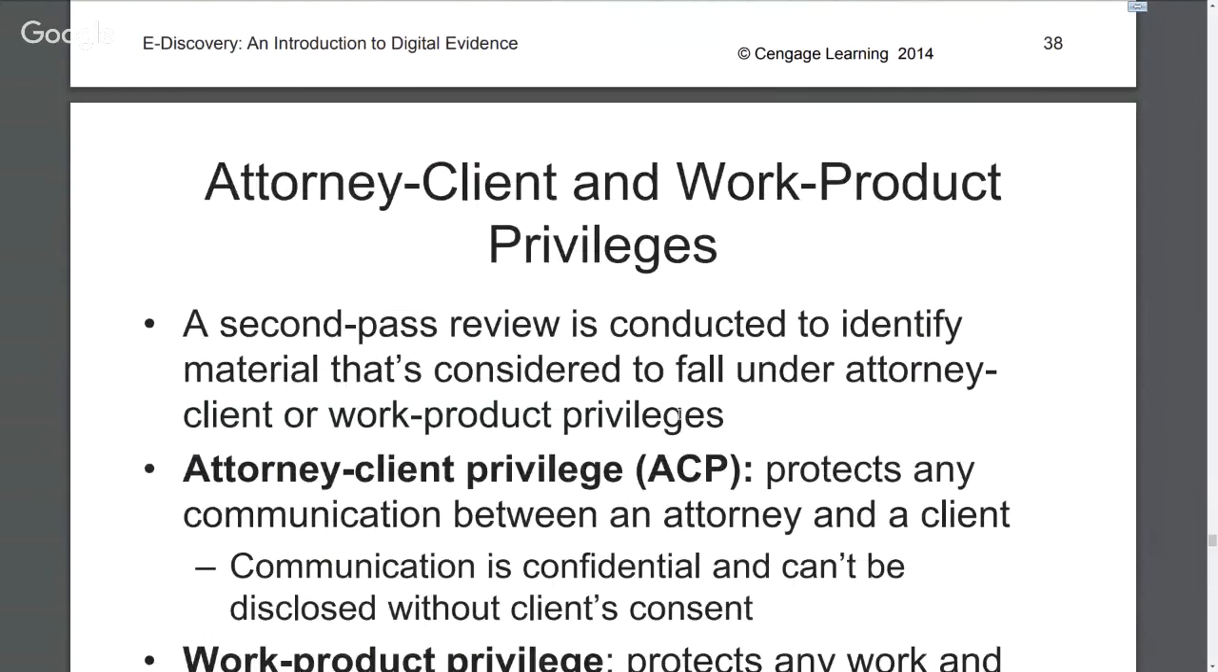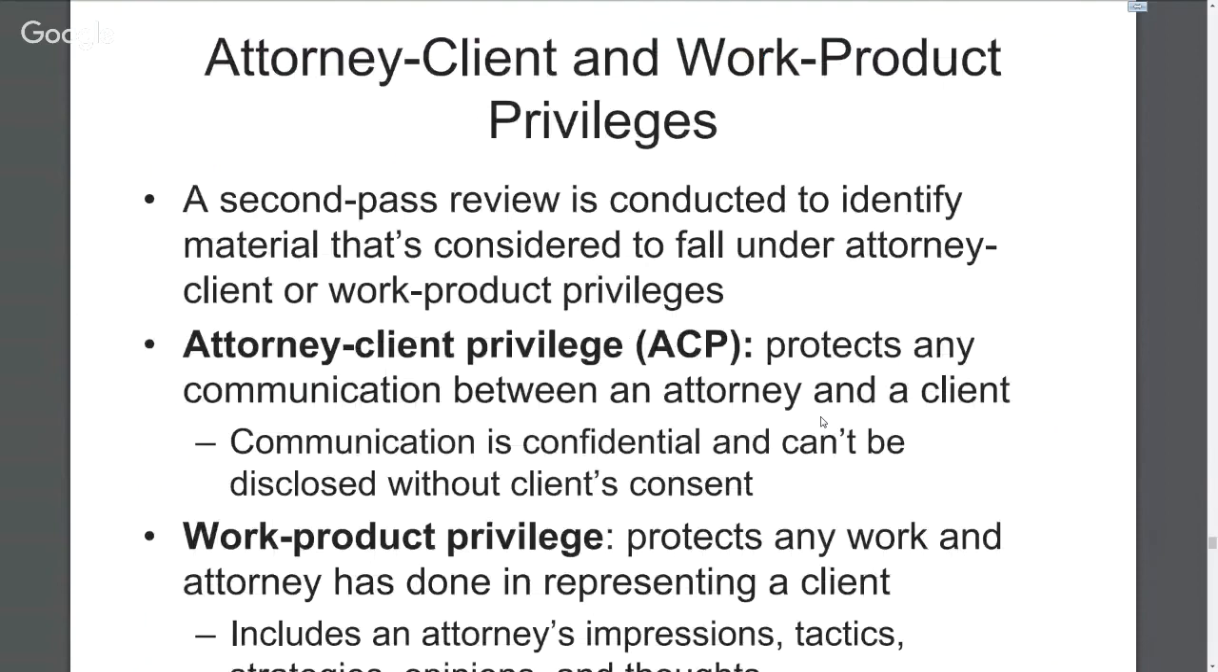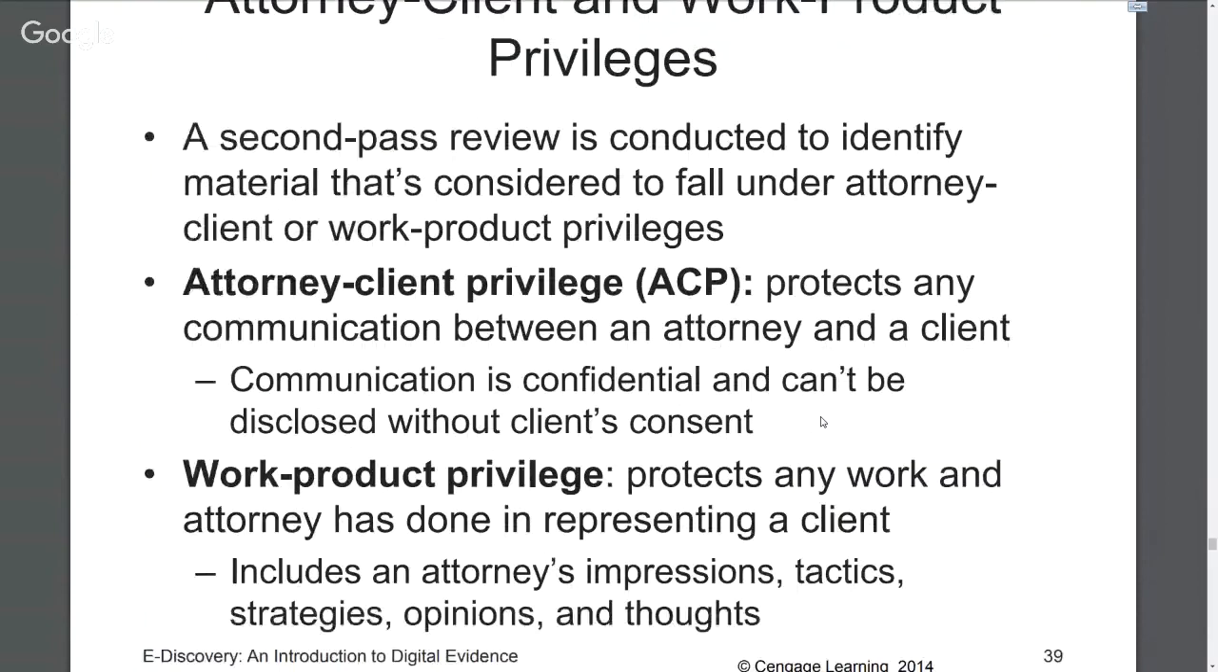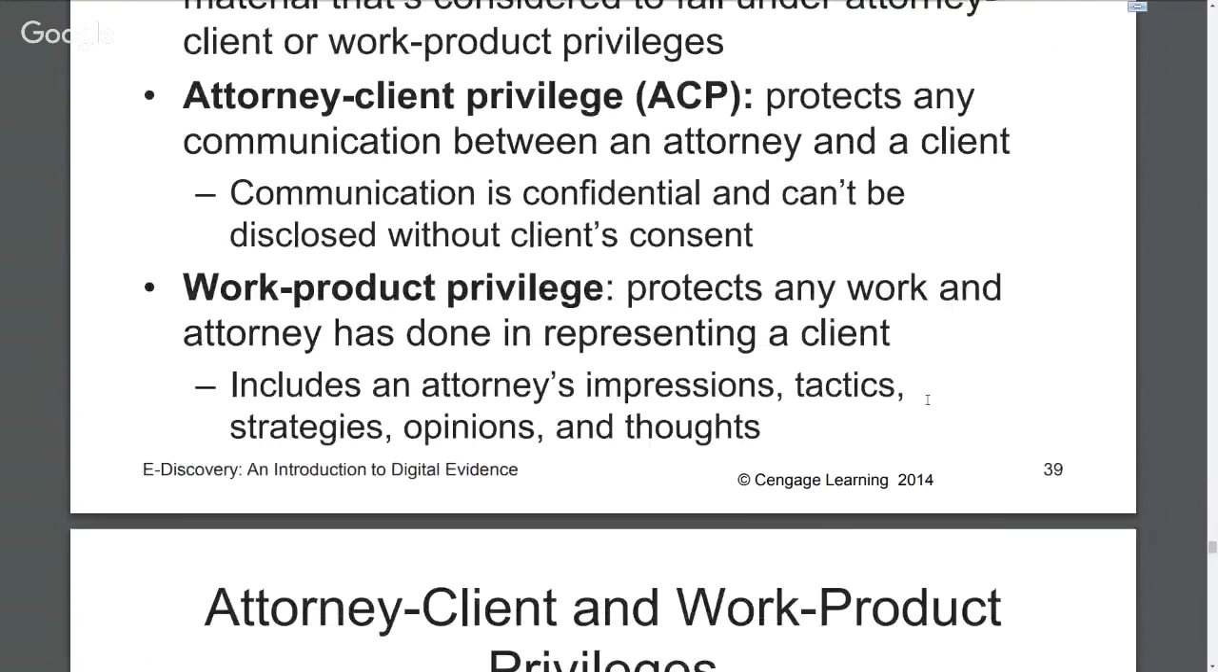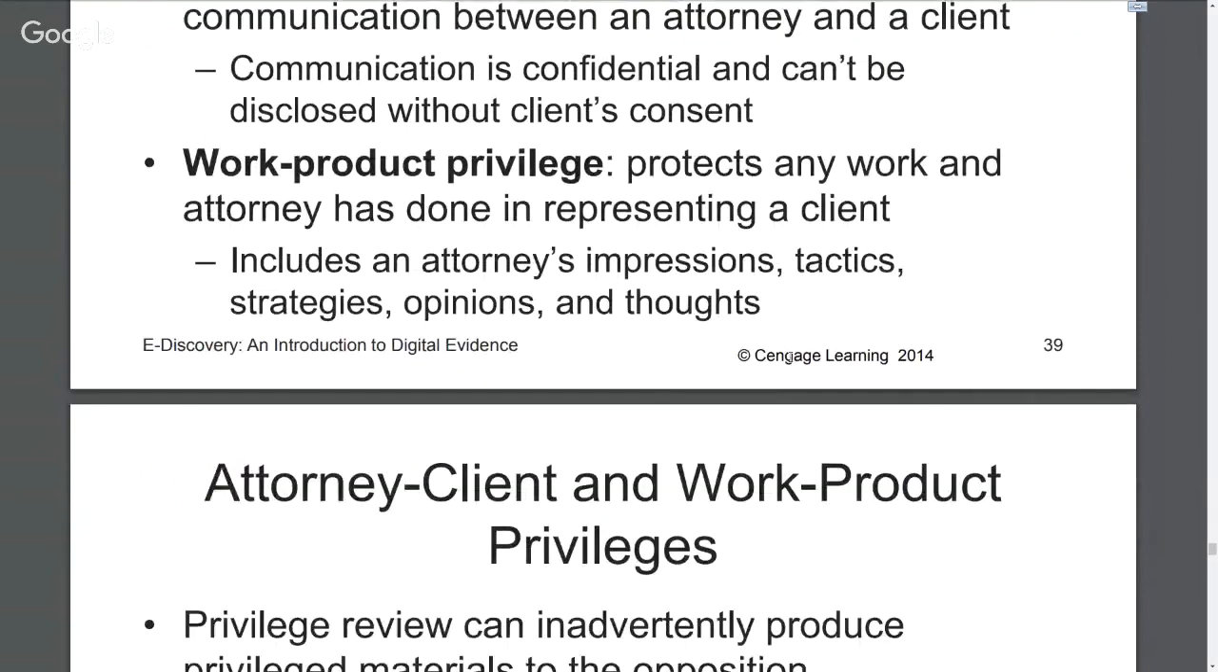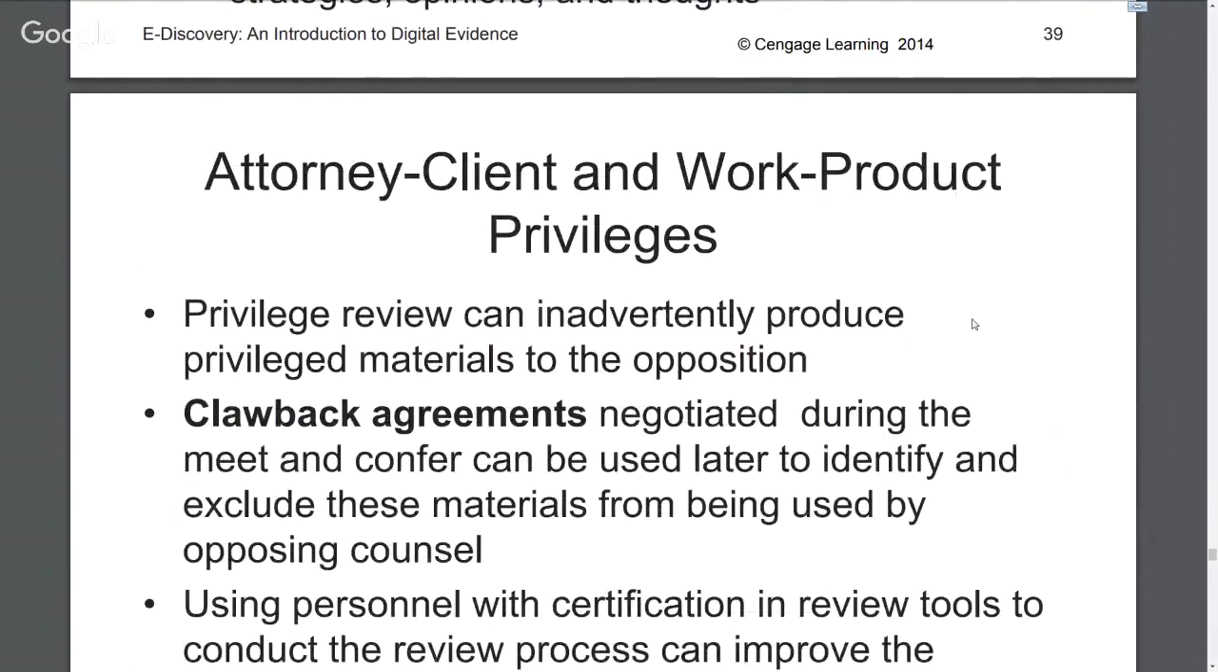Attorney-client and work product privileges review is done during the second pass review. It's to identify materials that fall under attorney-client or work product privileges. ACP, attorney-client privilege, protects communication between attorney and client, and work product protects work the attorney has done representing the client, like impressions, tactics, strategies, opinions, and thoughts. You don't want to give that to your defense or prosecution. So that's where the work product comes in.